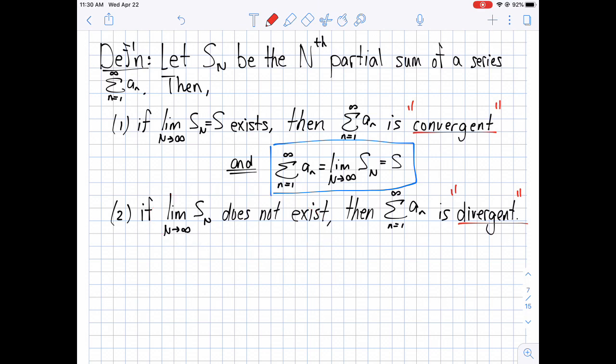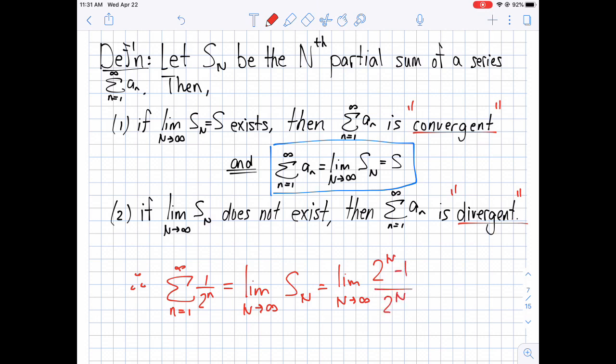So going back to the series that we saw before, we could say that here our series, the sum of 1 over 2 to the power of n, was equal to the limit as n approaches infinity of S sub n, which turned out to just be the limit as n approaches infinity of (2 to the n minus 1) over 2 to the n, and this was just 1. So according to this definition, we would have that this series is convergent.